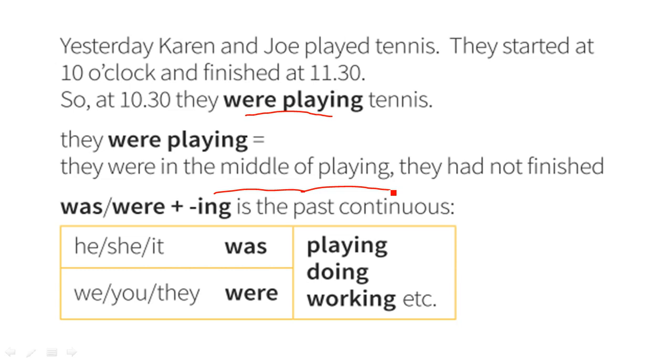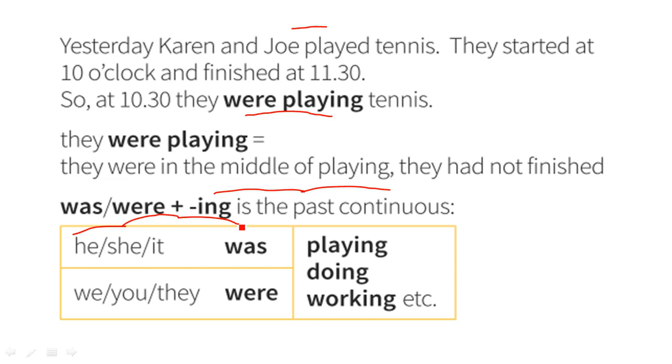So if we notice, in they were playing, the auxiliary verb is in the past tense, were, while the verb is continuous, play plus ing. So the past continuous is composed of the past tense of the auxiliary verb, was or were, plus ing attached to the main verb.